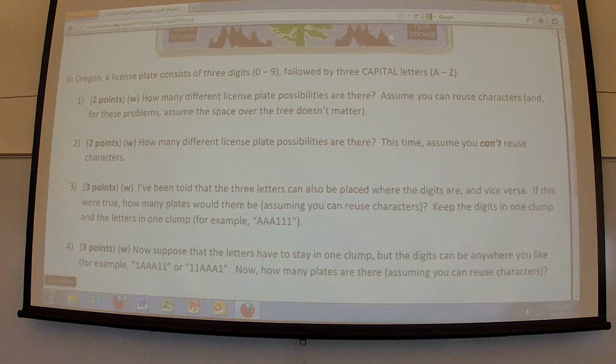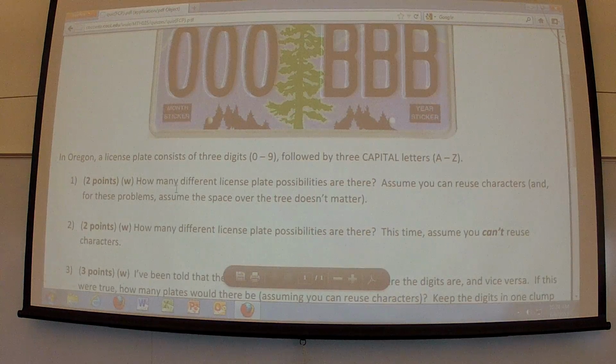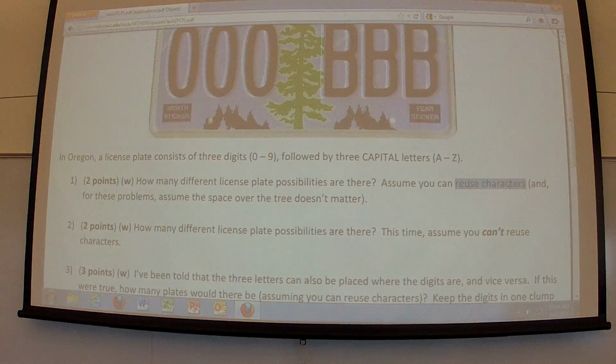So my first question was, how many different license plates are there if you can reuse characters? And I said assume the space over the tree doesn't matter, because technically it doesn't. It's really just 6 things in a row. So you've got 3 digits followed by 3 letters. That's the idea.